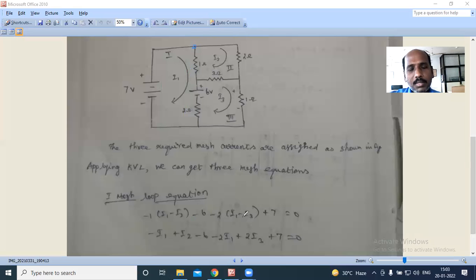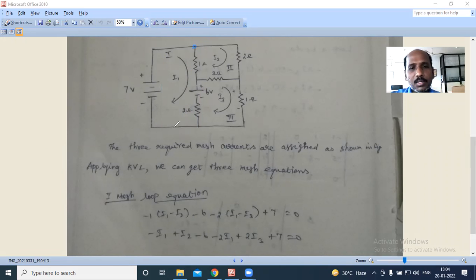So I1 minus I3. Suppose both currents are flowing in the same direction, then you put I1 plus I3 here. If they are in opposite directions, you subtract from I1, since you are writing from mesh 1; you are forming the equation for mesh 1. So always subtract from I1 if they are in opposite directions. If both are in the same direction, plus. Okay, opposite direction, so I1 minus I3. Now the 2 ohm resistor is over.